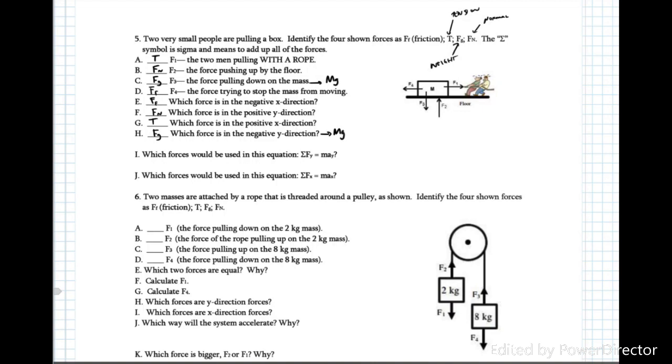So, part I, which forces would be used in the equation net force equals mass times acceleration in the y direction? Net force in the y direction would be those two forces: normal force minus the weight. That's how we would do net force in the y direction. Then, net force in the x direction equals mass times acceleration in the x. In the x direction, the net force would be the force of the men pulling, tension, minus the friction. That's how we build Newton's second law equations.